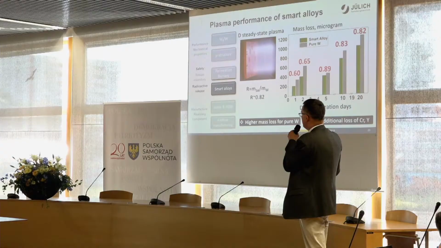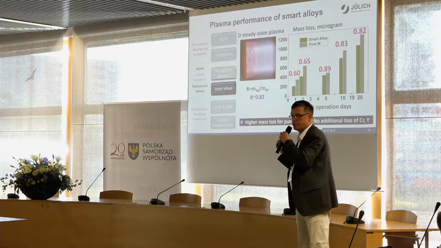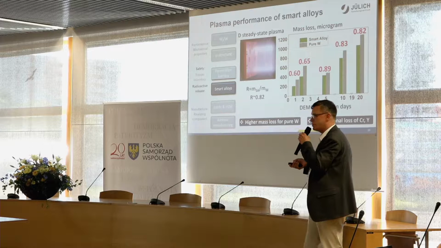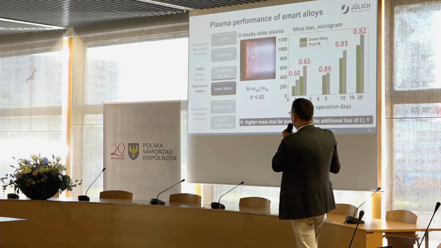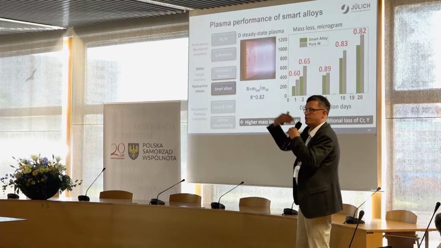These are the grouped results from the linear plasma simulator PSI-2 in Jülich and the exposure in the world's most powerful plasma simulator, Magnum PSI. Actually very new results from May 2019, and you are among the first to see these results. In PSI-2, we put all the materials pair by pair to have the same conditions. And in Magnum PSI, we simply repeated the experiments for the pure iterate tungsten, and then for the smart alloy. Then again, pure iterate tungsten and smart alloy.